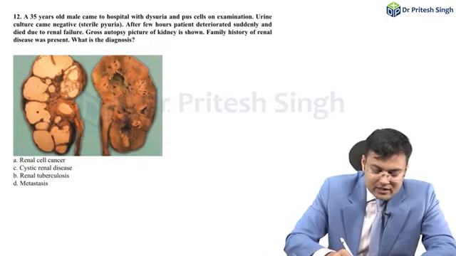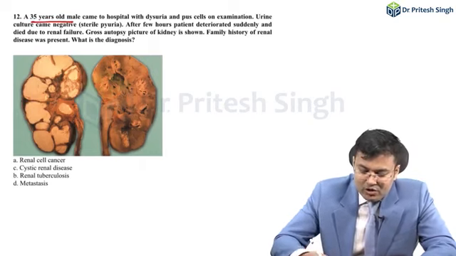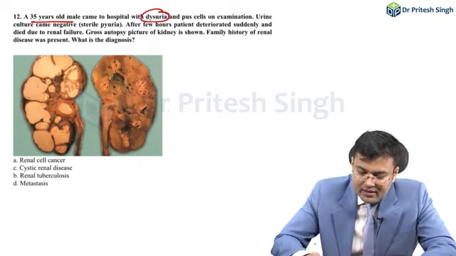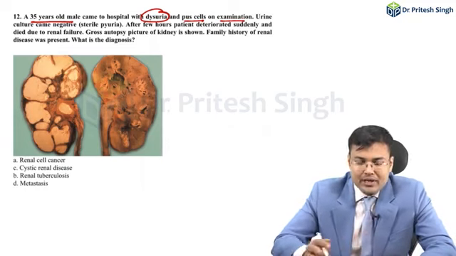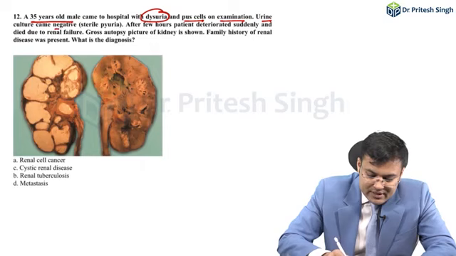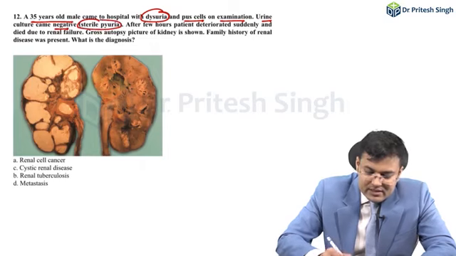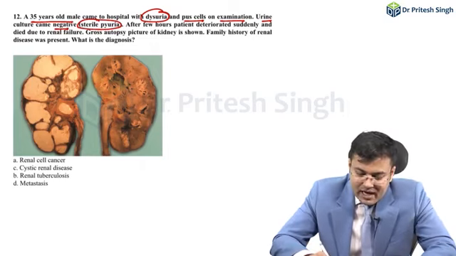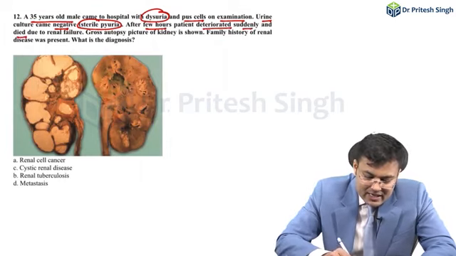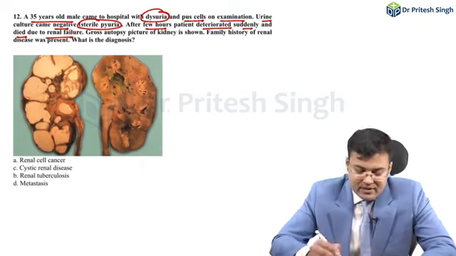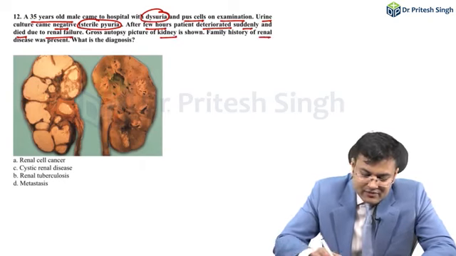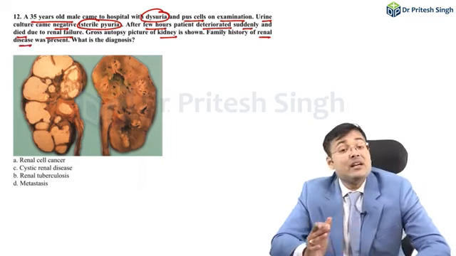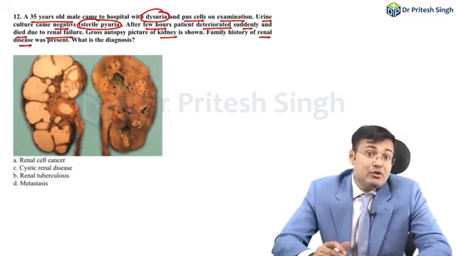See the question. A 35 years old male came to the hospital with dysuria and pus cells on examination. Pyuria. Dysuria, pyuria. Urine culture was negative. It means obviously there is sterile pyuria. After 5 hours, patient deteriorated suddenly and died due to renal failure. Gross autopsy picture of kidney is shown. Family history of renal disease was present. It means there was family history of renal tuberculosis.